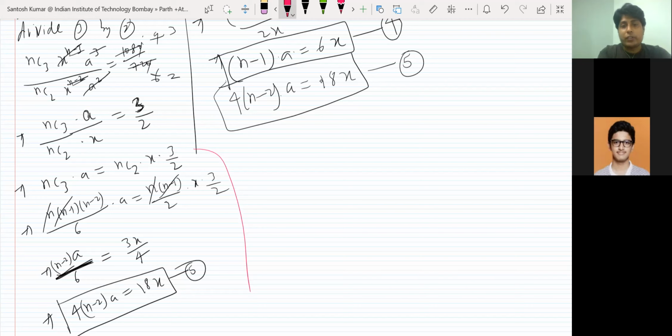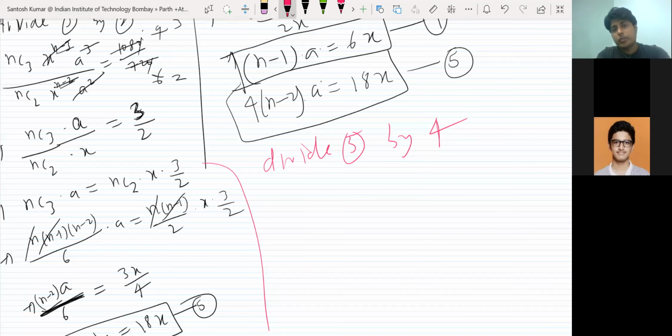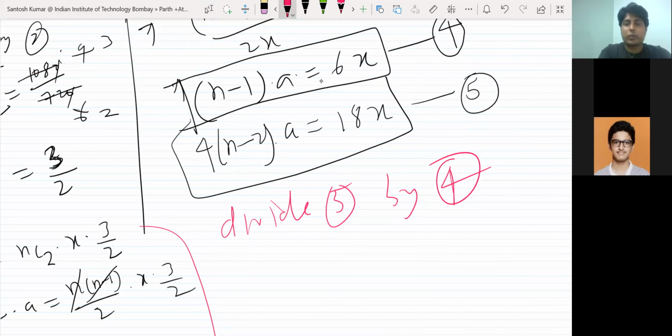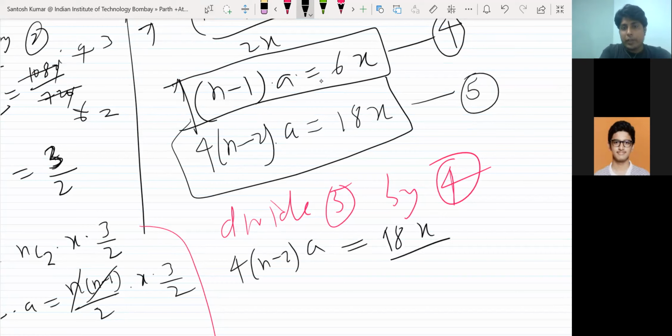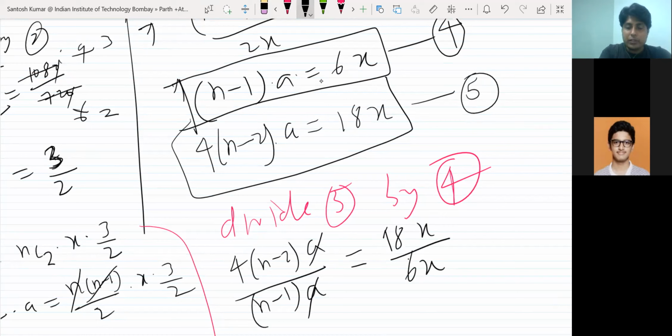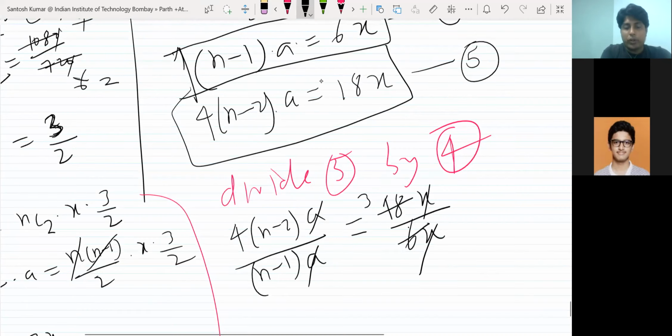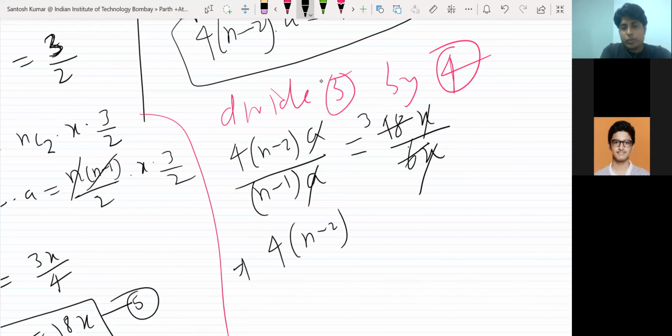What if you divide 5 by 4? So divide equation 5 by equation 4. Equation 5, you have 4 times (n minus 2) into a equal to 18x. You divide by 6x, here you divide by (n minus 1) times a. So we are dividing equation 5 by equation 4. So a cancels, and x cancels. 6 3s are 18. So finally we have 4 times (n minus 2) upon (n minus 1) is equal to 3.